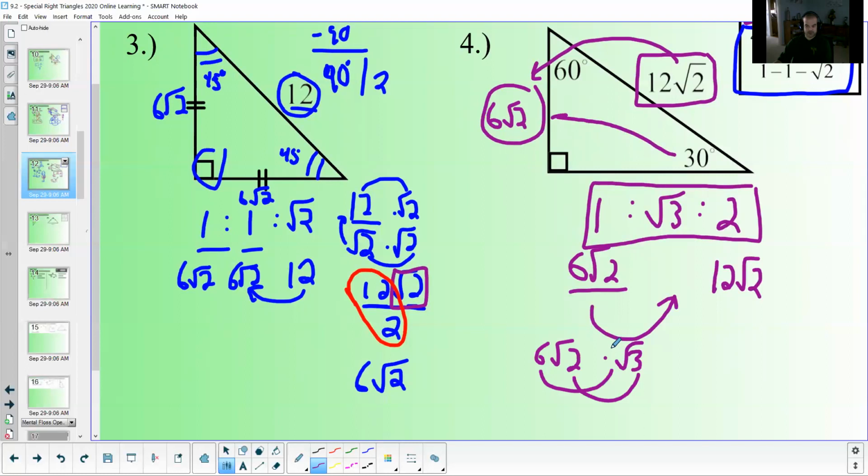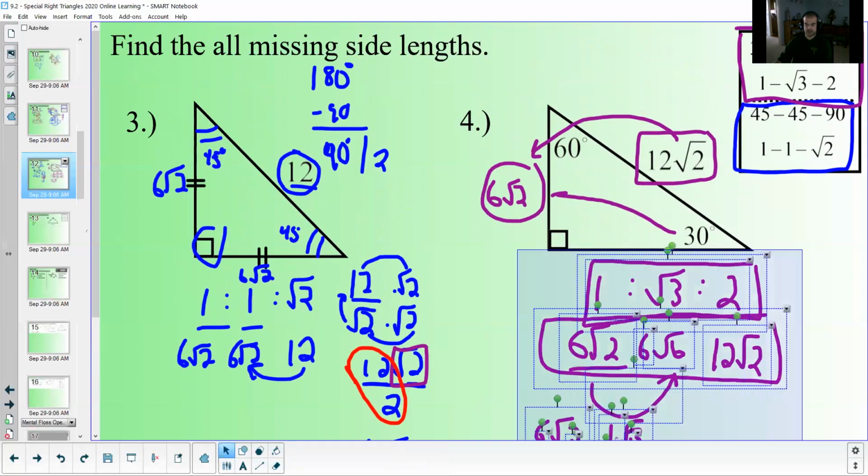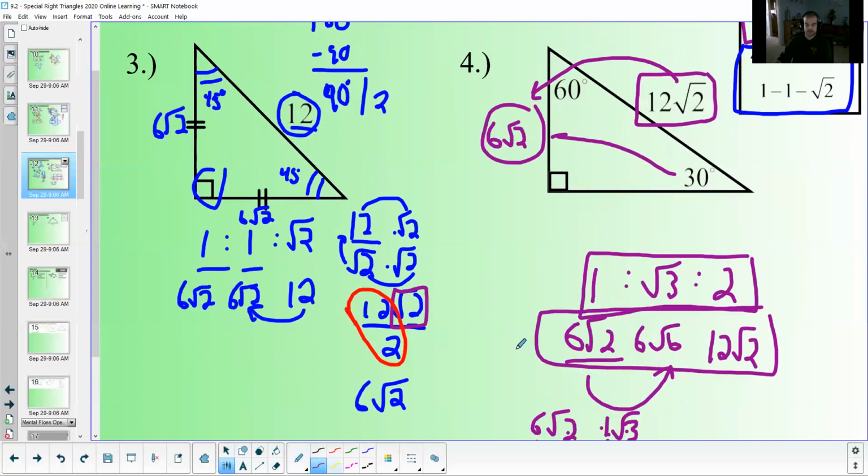Well, the square root of 3 does not have any numbers outside other than a 1. So if I do 6 times 1, I end up with 6. But then on the inside, I have the square root of 2 times the square root of 3, which gives me the square root of 6. And those are our missing sides. So the shortest of the three sides is 6 root 2, and I'm going to go ahead and slide this down so we can write it on there. 6 root 2. The second longest side is 6 root 6. And the third side is 12 root 2.